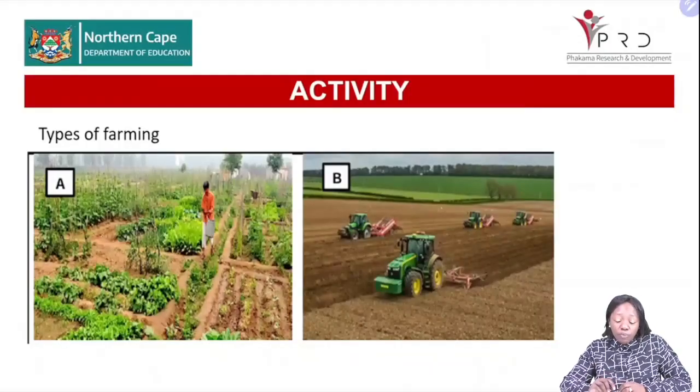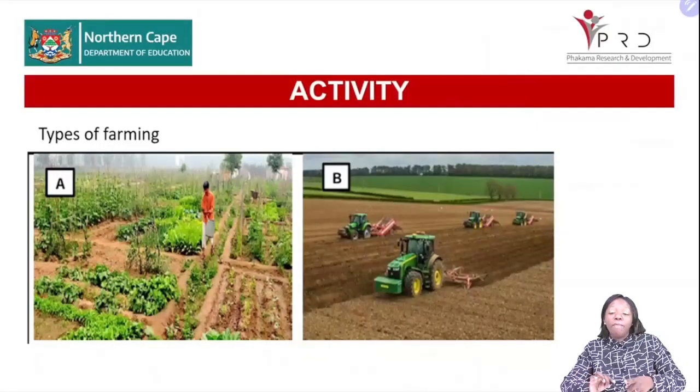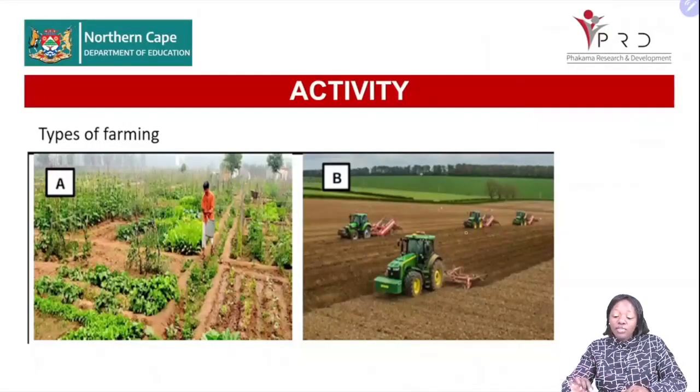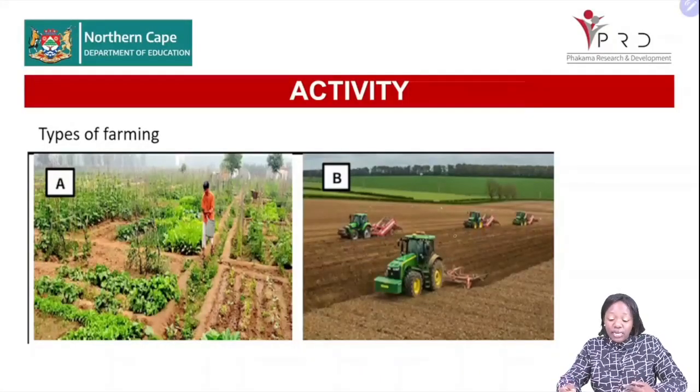By now, you're supposed to see that in our photograph A, there is a person who is irrigating with her hands, and there are different crops, and the plot is very small. Whereas in picture B, we have the tractors there because there is a large plot of land, and you can see that everything is done scientifically. So by now you're supposed to tell what type of farming is at A and what type of farming is practiced at B.